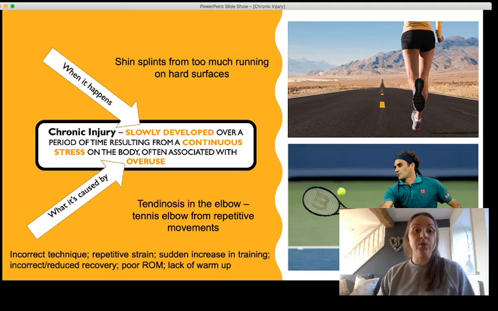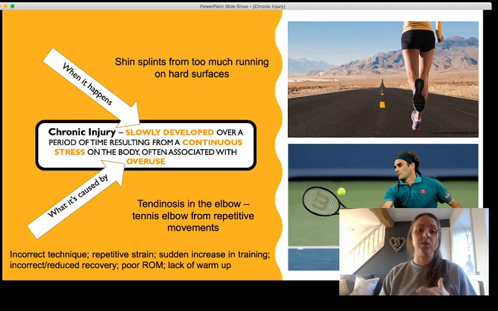Some general examples of chronic injuries: shin splints can be brought on by too much running on hard surfaces, so they're really common in long distance runners, and particularly those that are maybe not professional long distance runners, but those people that are trying to work up to maybe a half marathon or a marathon. Tendinosis of the elbow, commonly referred to as tennis elbow, is also really common in any sport where we've got repetitive movements like tennis, like golf. Tendinosis is a common chronic injury.